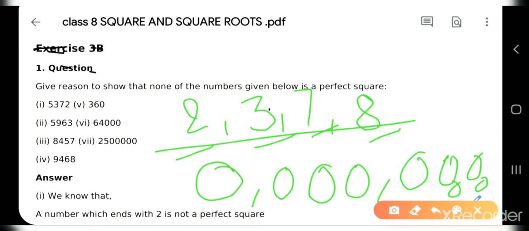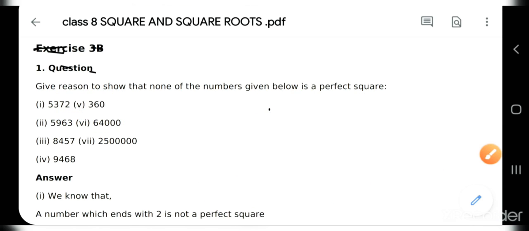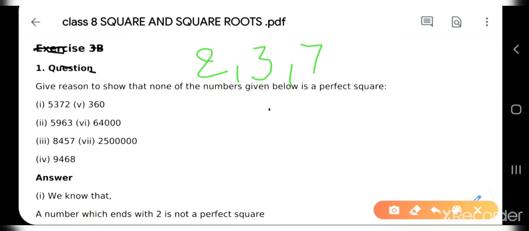According to this, the first one contains 2 at its ones place, so it's not a perfect square. Second number, as the number contains one zero at the rightmost place, or ones place, it is not a perfect square. 2 3, I'm writing the numbers for your help. As this number contains 3 at its ones place, it is not a perfect square.